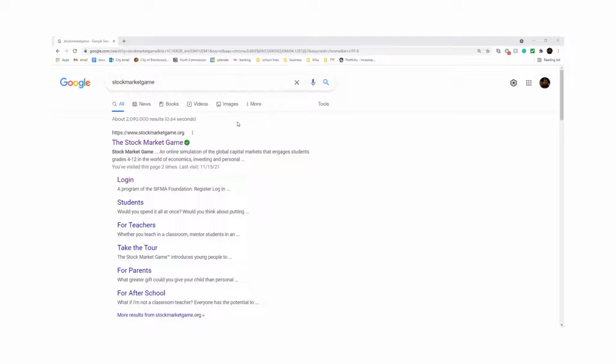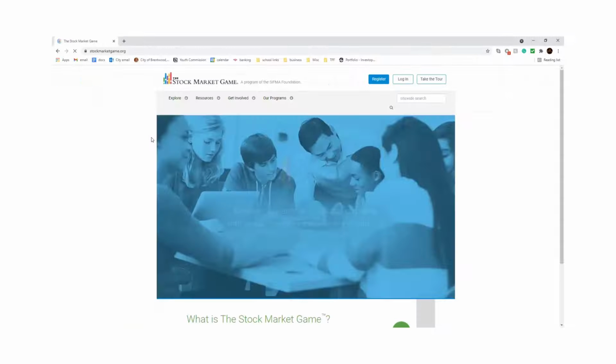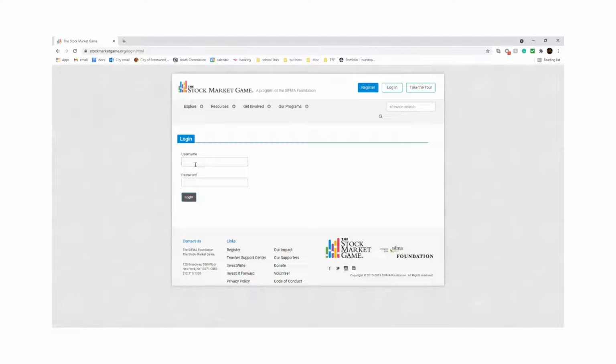So to get started, you'll go to the stockmarketgame.org, which is right here, and you'll hit login. You'll type in your username provided on the paper you were handed. Once you type in your login and password, which remember the password is case sensitive, you'll hit login.